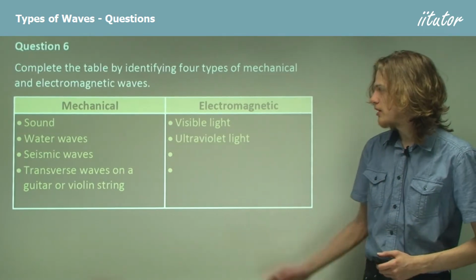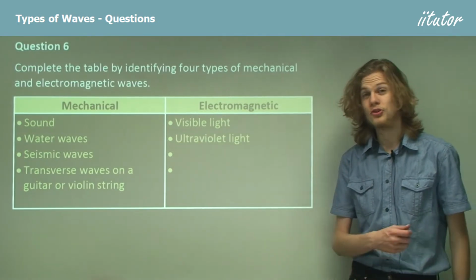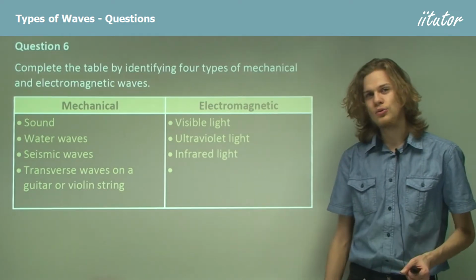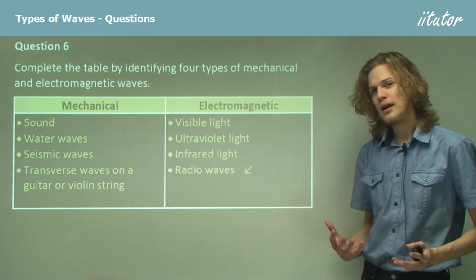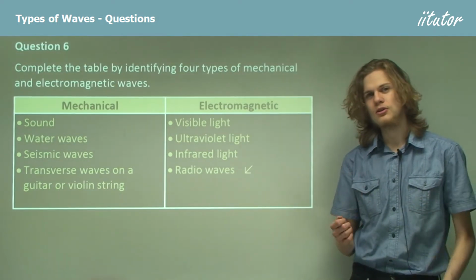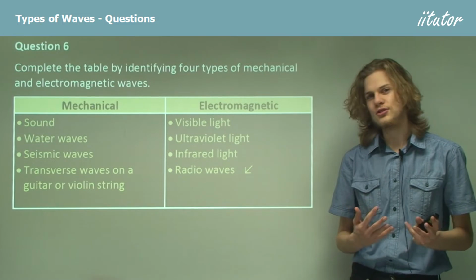And those are things like ultraviolet light, which comes from the sun and causes sunburn, infrared light, which we usually feel as heat, and finally something like radio waves, which travel invisibly and can be used to transmit information over long distances.